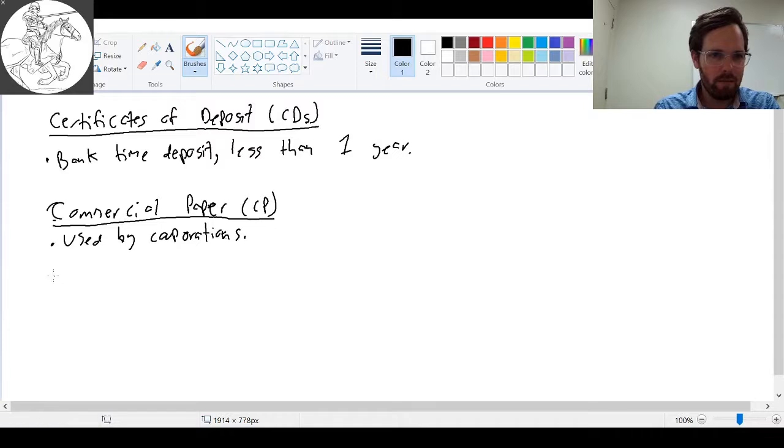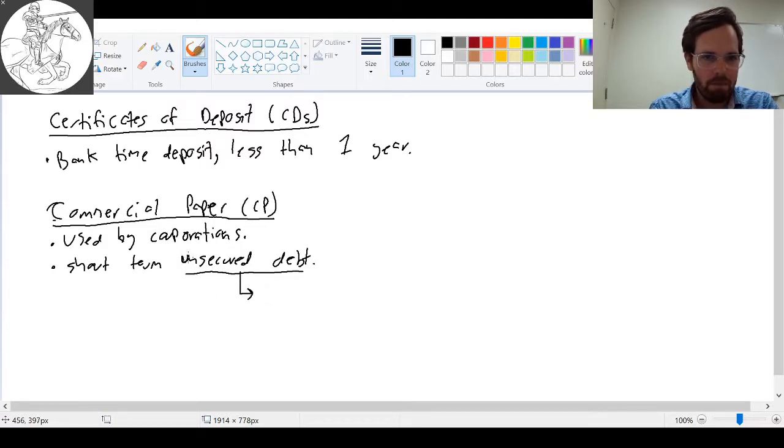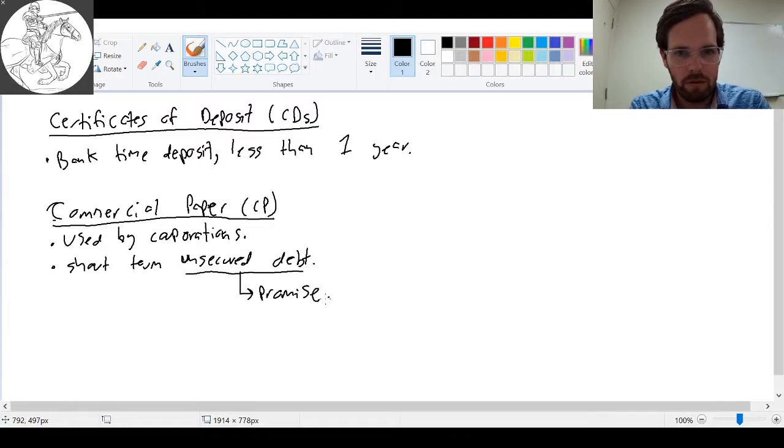So what I have is the technical definition: short term, unsecured debt. What this means is that you don't have anything backing it. Secured debt would mean you have some assets backing that debt. Unsecured is essentially just a word of mouth promise: I promise to pay you back. And so you can imagine if a company's credit rating isn't so good, then they might have a harder time getting a commercial paper loan. But that will just depend on company to company.